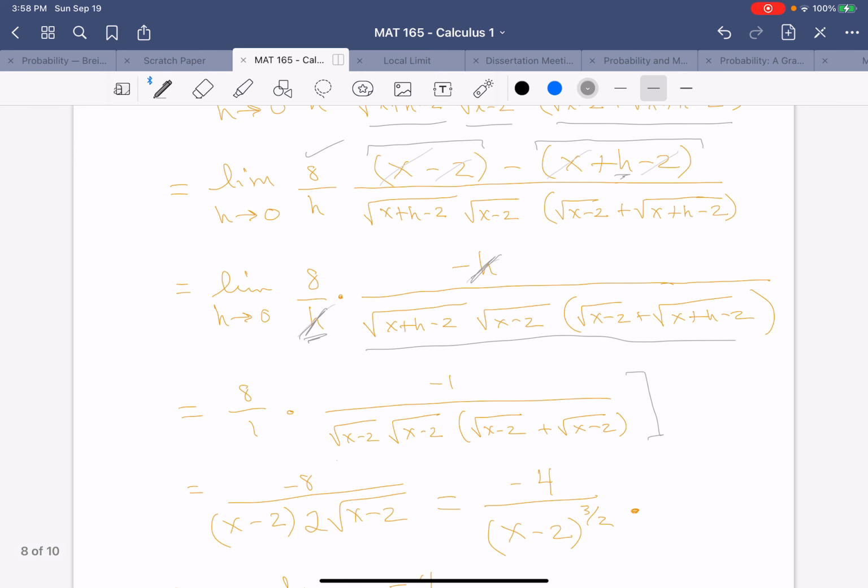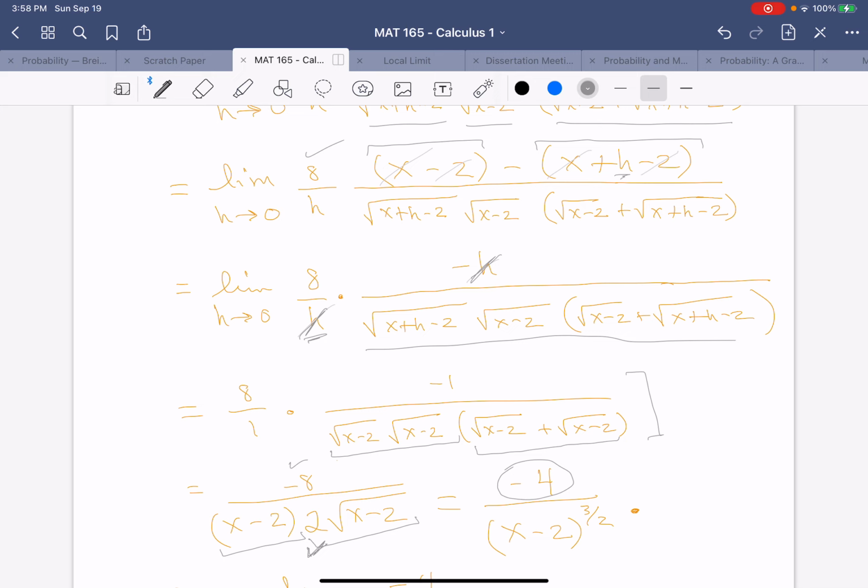And so you get negative 8 over, well, this is the square root of x minus 2 times the square root of x minus 2. Well, that's just x minus 2. And then here in this parentheses, we have the square root of x minus 2 plus the square root of x minus 2. Well, that's just 2 of them there. And so that gives us negative 4, right? Because the negative 4 is this negative 8 divided by that 2 part. That's where the negative 4 comes from, right here. And then the x minus 2 to the 3 halves.